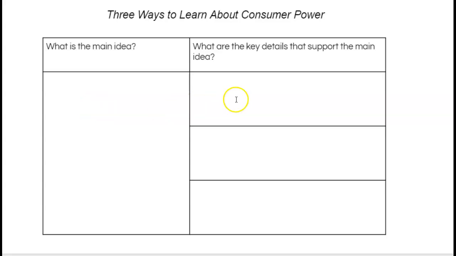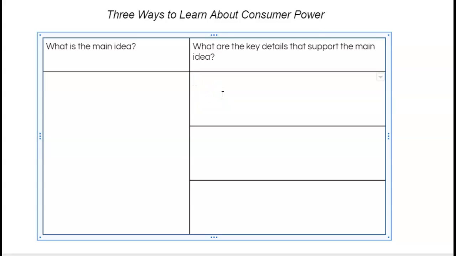I wonder if maybe we should write down the key details and see if we can figure it out from there. Okay, what are the key details that support the main idea? Well, one key detail from the beginning was, it's a good idea to get products that don't have a lot of packaging.